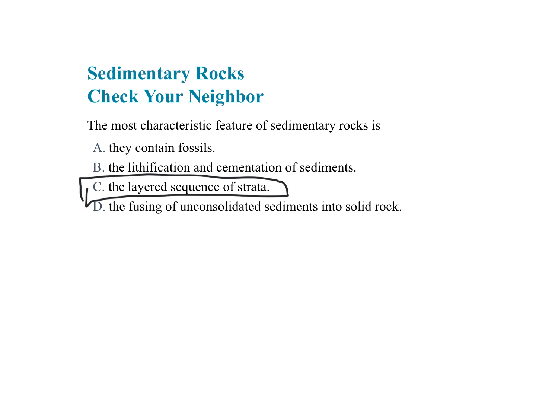Remember what we talked about. The sediment is deposited, and then the process brings another layer of sediment on top, and then layer after layer, the lower layers get pressed together, and that causes the process of compaction, and then you have cementation coming in later. But it all starts with this layering sequence of strata.